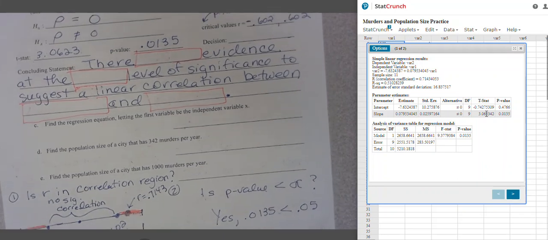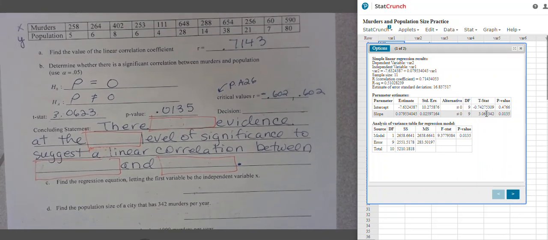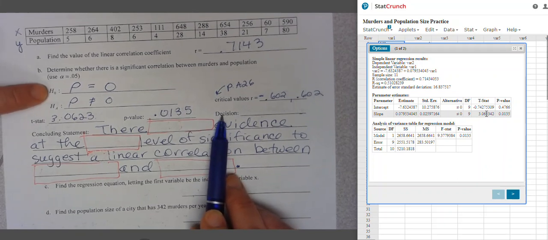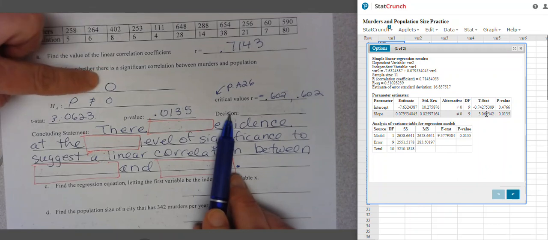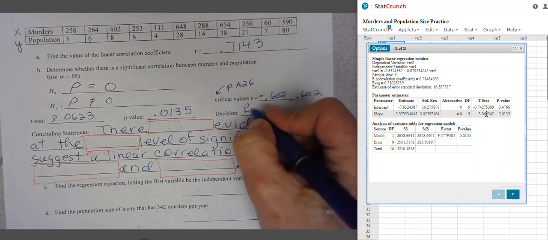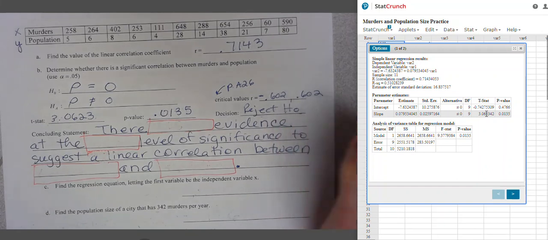So what that means is, this is a hypothesis test. So just like in Chapter 7, we are making a decision on, do we reject the null or not? So since we did get evidence, we're going to reject the null. The null is saying that there is no correlation. We're rejecting that because we got evidence of correlation. So we are going to say that we reject the null hypothesis.